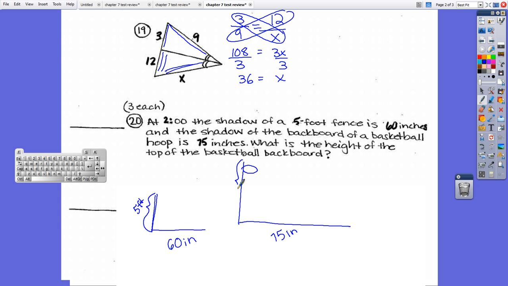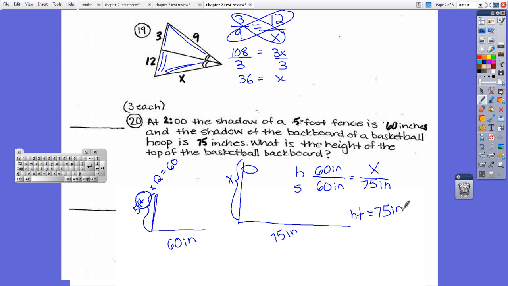Well, I have one little problem first. I have feet and inches, so I'm going to change that feet. Okay, I want to change it to inches, which means I multiply it times 12, which gives me 60. So when I set this up, I'll have 60 inches. This is my height over my shadow, which is 60 inches, equals my height, which I don't know, over my shadow, which is 75 inches. Now just looking at this, those two equal 1, so this has to be the same number. So the height of my basketball hoop has to equal 75 inches also.